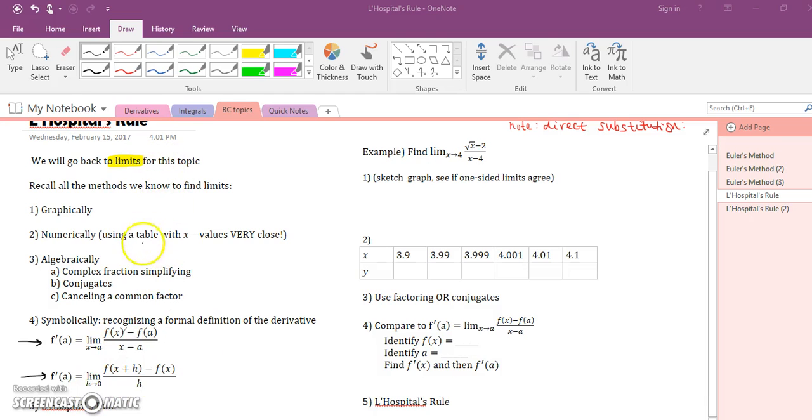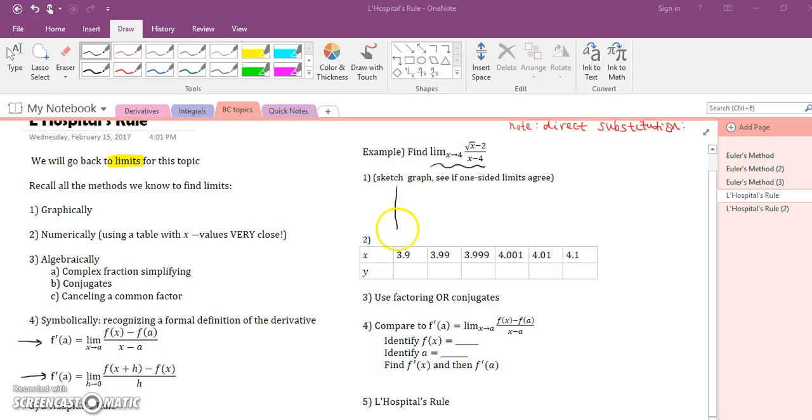So to make sure you remember all these methods first, I'm going to have you take a look at this problem right here in your notes. Now make sure you wrote all this stuff down. So if you didn't, pause the video now. So I'm going to give you this problem, limit as x approaches 4 of root x minus 2 over x minus 4. So you're going to do it all the 5 ways listed here.